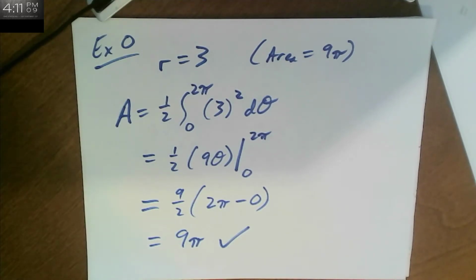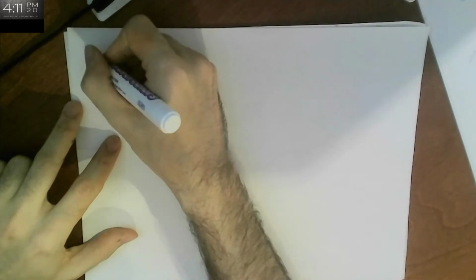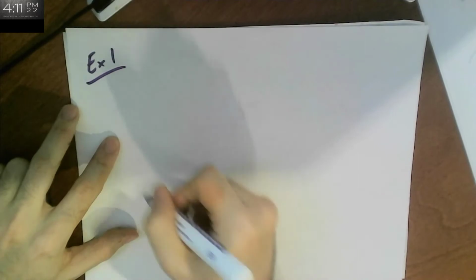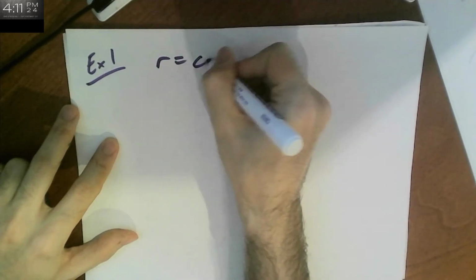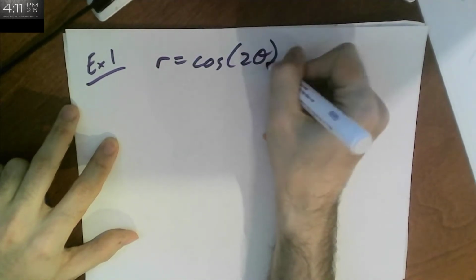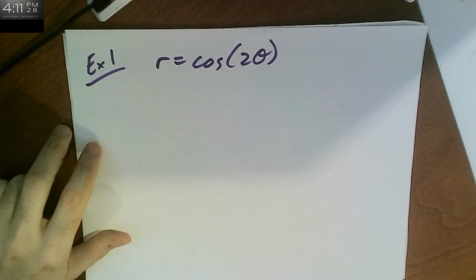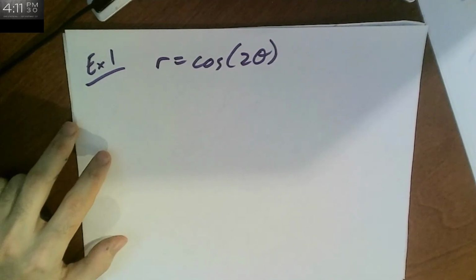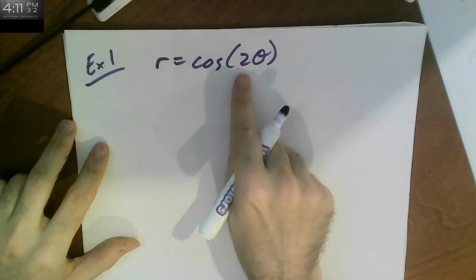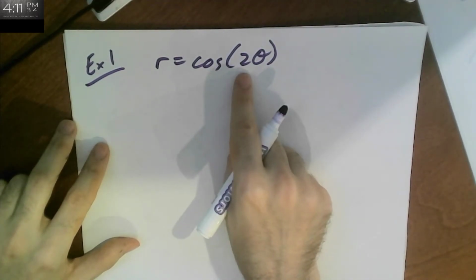So there's our example. Example number 1. A little more complicated. Very doable. You've got this, but a little more complicated. Example 1. Let's use the shape r equals cosine of 2 theta. Which, remember, is a rose. Because n is even, it has double the petals. So it has 4 petals.